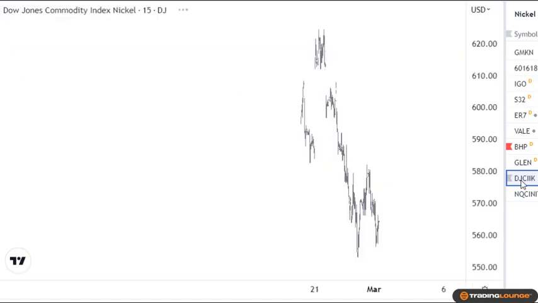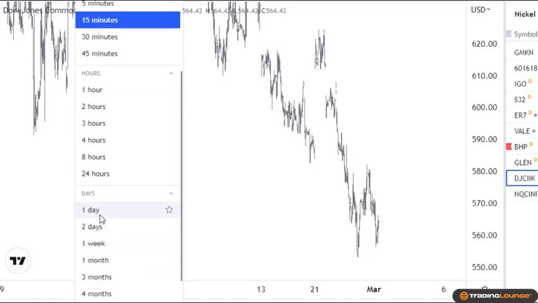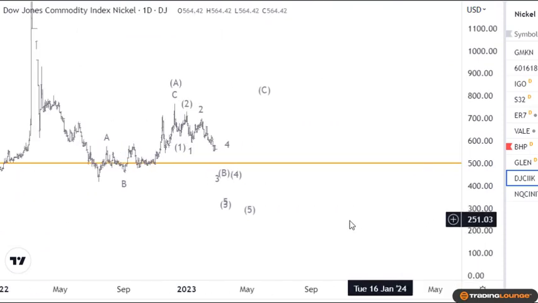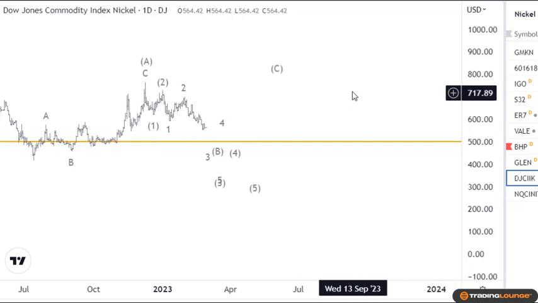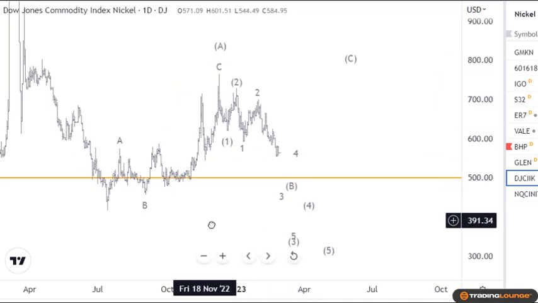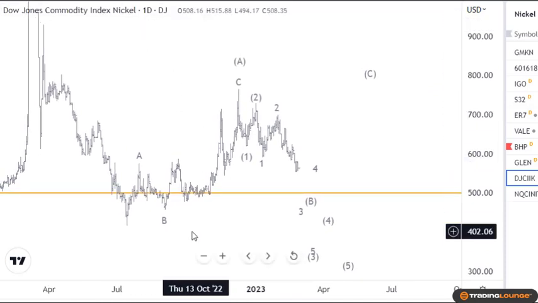This is the index here. I just better go back, this is the Dow Jones index here for this. So let me just get this into play here. Obviously I've got a few other things in here. So with the nickel here, this is the Dow Jones Commodity Index nickel, which is the same as the futures market that we've been looking at on the other charts.